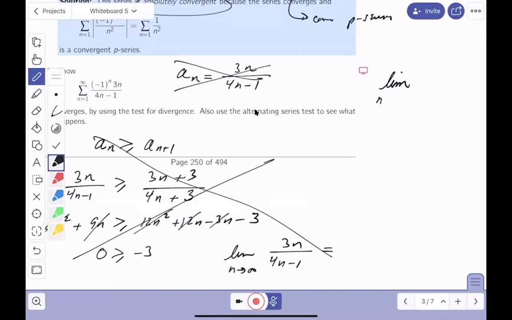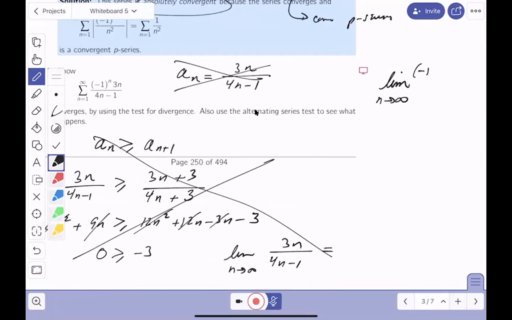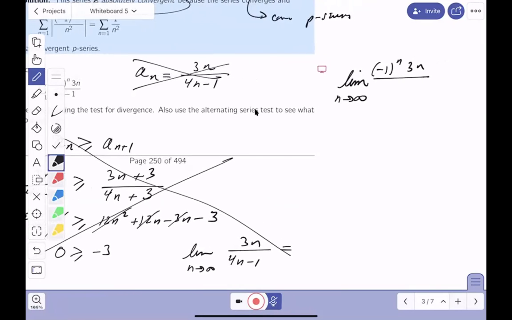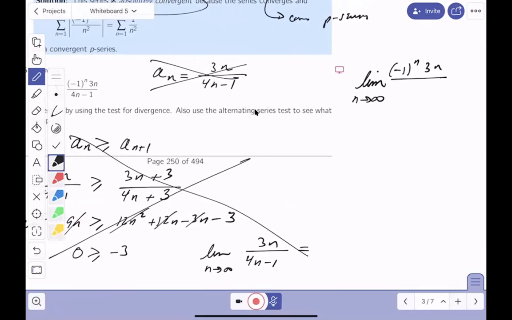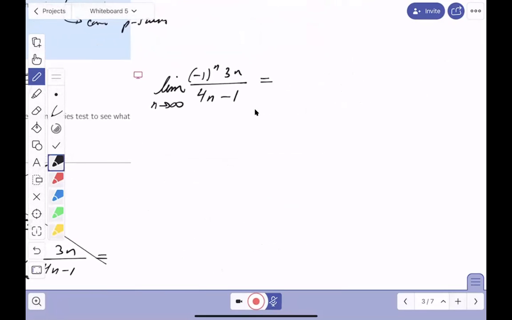So the limit as N goes to infinity of the nth term, which is minus 1 to the N times that. And if I can show this doesn't exist or doesn't equal 0, I'm good to go and can say it's a divergent series. So what's this limit going to be? Well, I would divide through by the highest degree variable. Let me write this down for you.